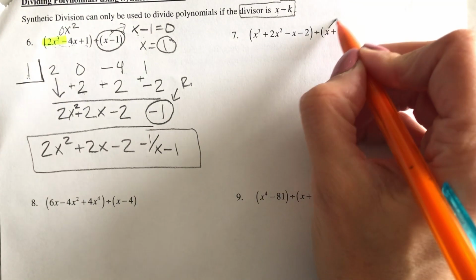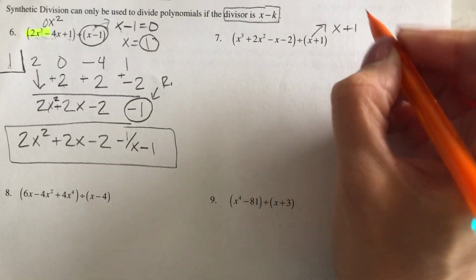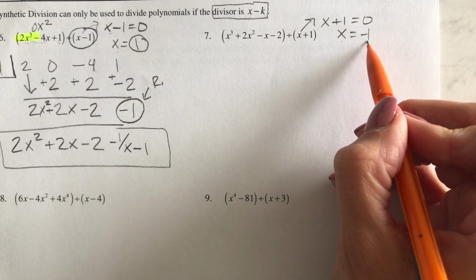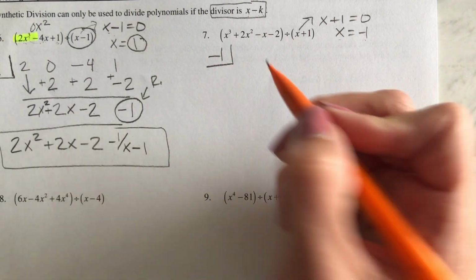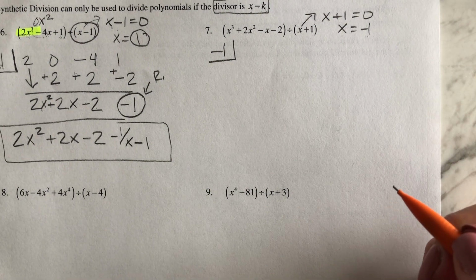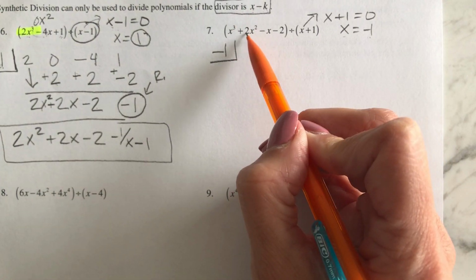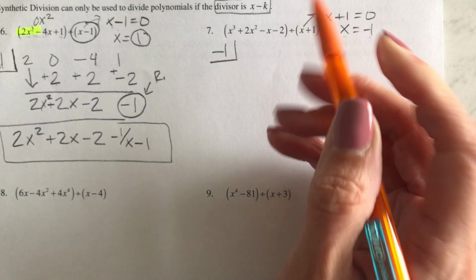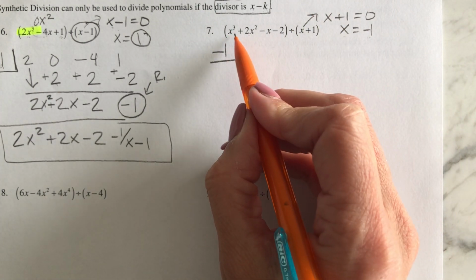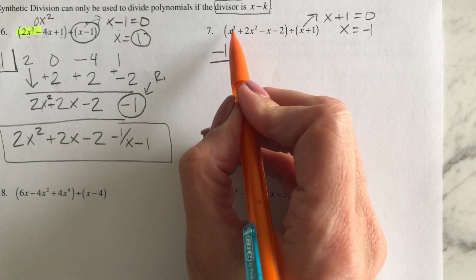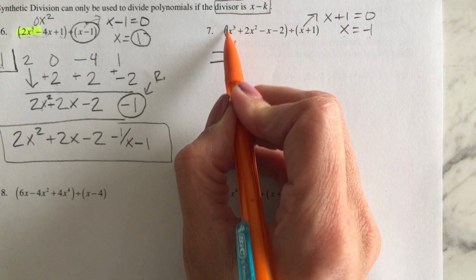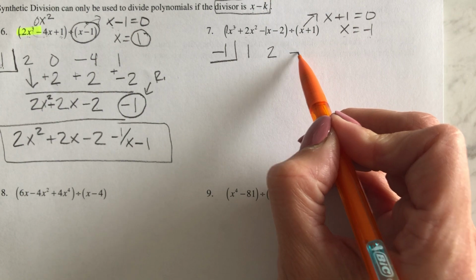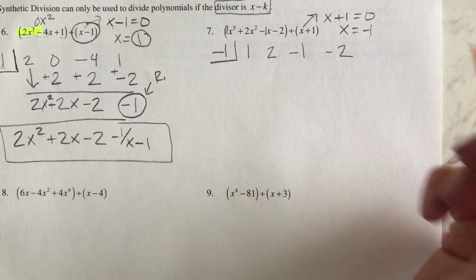So you start by taking your divisor, setting it equal to 0, and solving for x. So my divisor is -1. Put that in a little box to show it's the divisor. Then I'm going to make sure that this is in standard form: x to the third, x squared, x, constant, so we're good. So now I can just fill in my coefficients. The x to the third coefficient is just 1, so 1, and then 2, and then -1, and then -2.